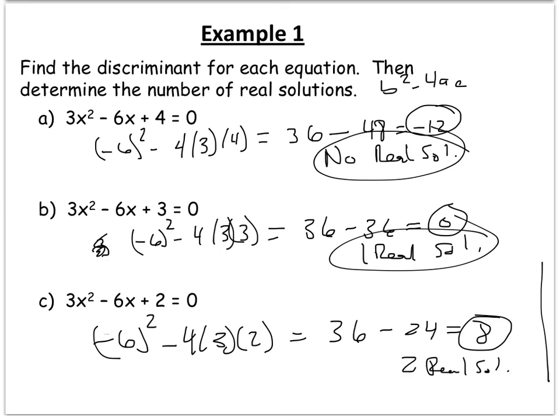So that's how we could apply the discriminant to algebraically or mathematically determine the types of solutions that we have. And we haven't talked about it yet, but no real solution means they are complex. And we'll get into that as we progress through the chapter.